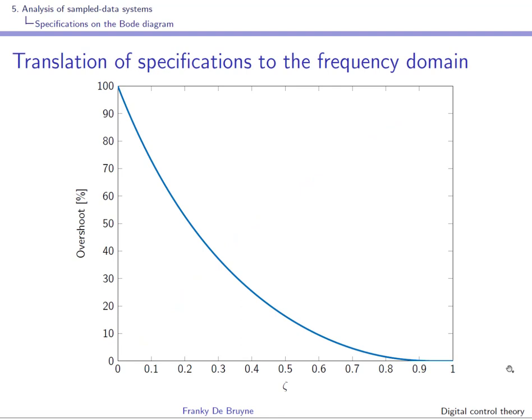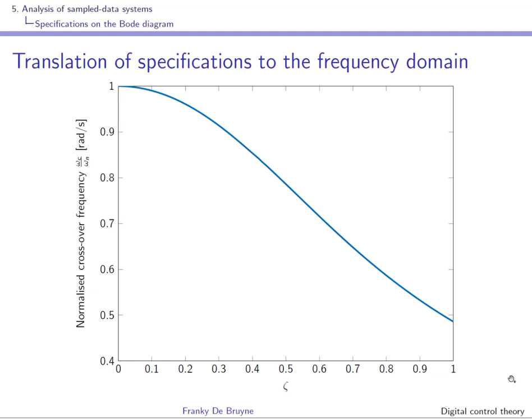Here we see a plot of the overshoot with respect to zeta. Of course, a value of zeta equal to 0 corresponds to 100% overshoot, and zeta equal to 1 to 0% overshoot. But you can find here the values, for instance, that correspond to 0.5, and if you have a look, as you can see, this corresponds to 16-17% overshoot, a value that you know very well.